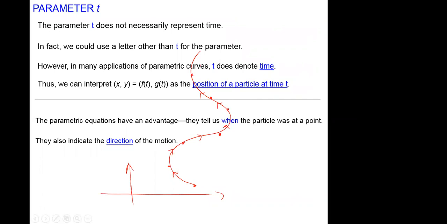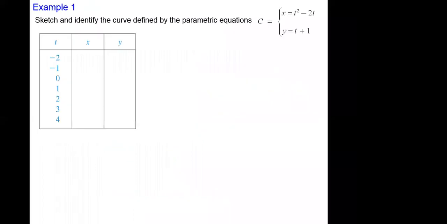Okay? That means this is one thing that is a little bit different than just x and y, because if I have a parabola or any other curve, it doesn't matter how I draw it, but for this one it will be important because we have to trace the time t. Okay, and let's look at the first example.